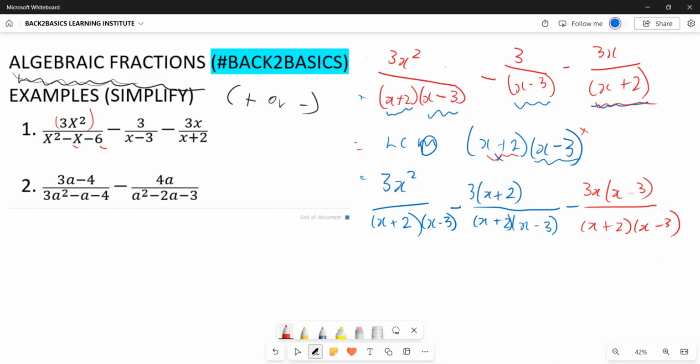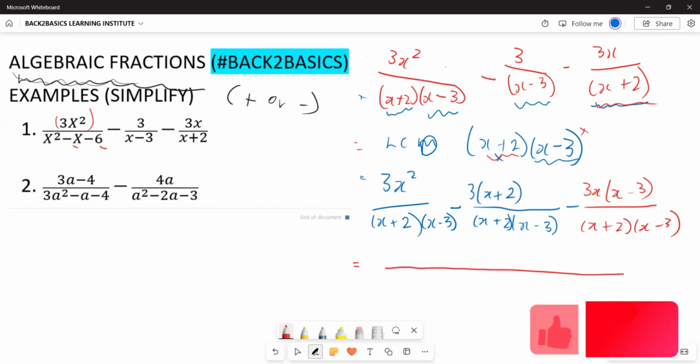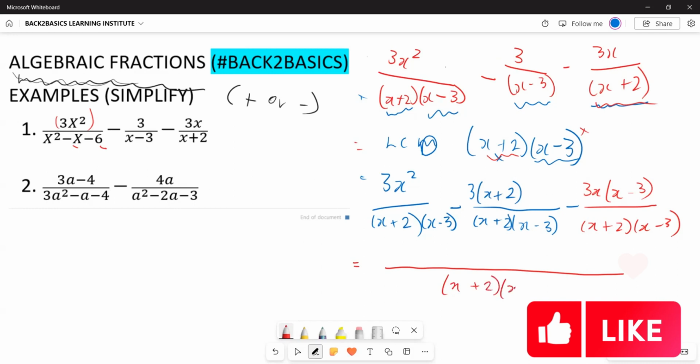So can you see that your denominators now are the same, right? So since your denominators are the same, now you can write all of these under one roof. You can just write this all under the common denominator, which is x plus 2 and also x subtract 3, because all these denominators here are more or less the same. So that's what you are going to do. Then now you're going to multiply your numerator. So this is going to be your 3x squared.